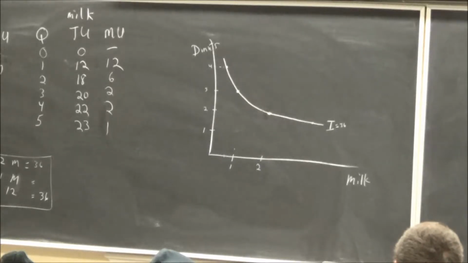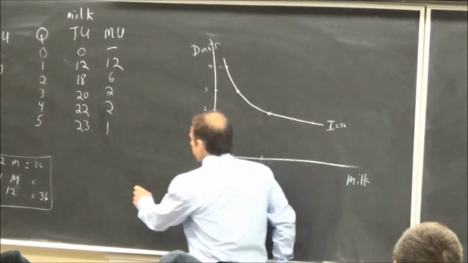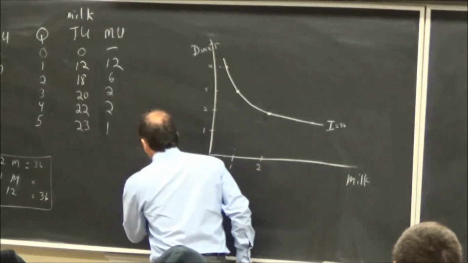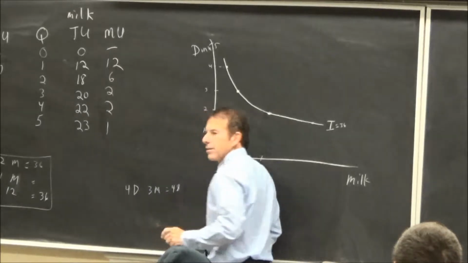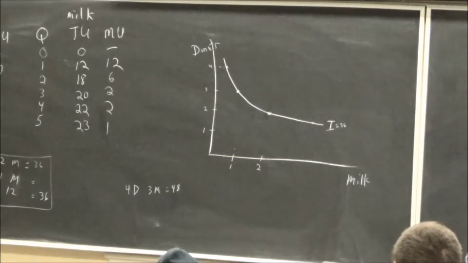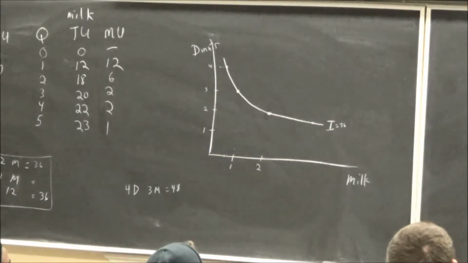4 donuts and 3 milk. What is it? 4 donuts and 3 milk. 4 donuts would be 28, and 3 milks, that would give you 48. Okay, so 4 donuts and 3 milks equals 48. All right, any others? Any others that you can think of here?